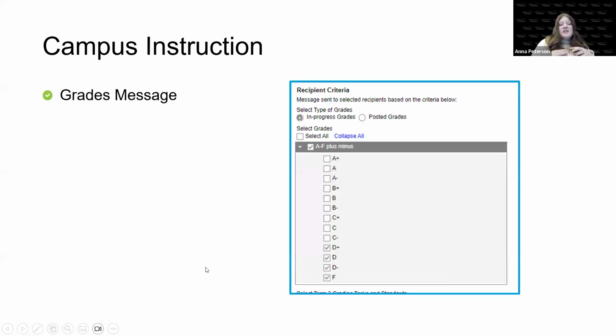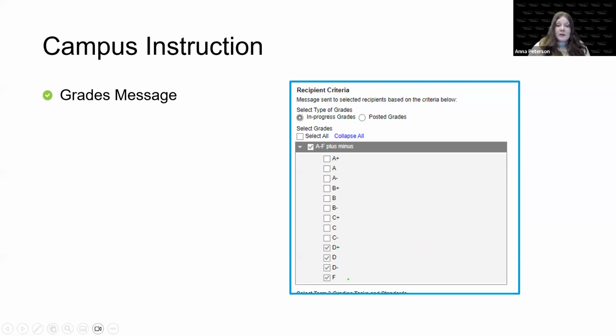What's different here is that there are 3 types of messages teachers can send. There's a general message, which is just for things like class announcements. There's also grades messages and missing assignment messages. A grades message allows teachers to filter based on criteria for their students' in-progress or posted grades. So in this case, my teacher is sending a message to students who currently have an in-progress grade of a D+ all the way through F in my class. So it allows me to have the system automatically filter down just to those students or the parents of those students and send a message just to that group.